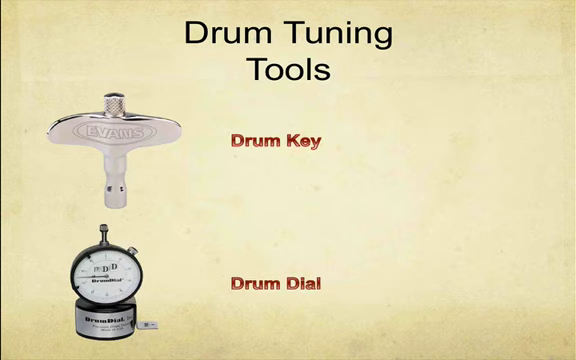Can also be done with a snare. Snare really doesn't have as much tone, but there is a pitch you can hear. So you can see here there are two types of keys. There's actually a few more, but those are the main ones. And the more accurate way of really tuning your drums is the drum dial.